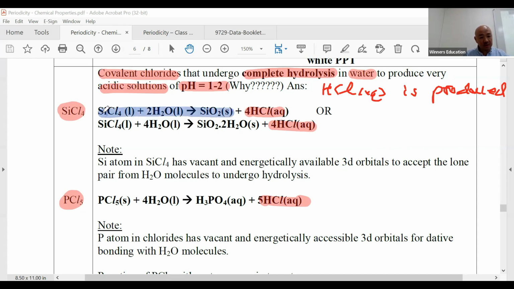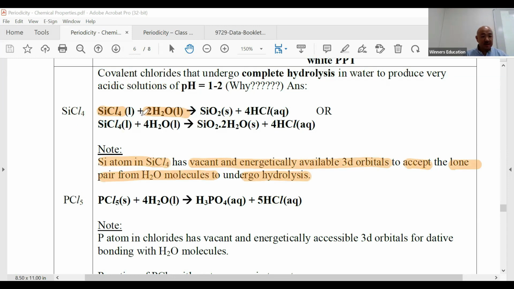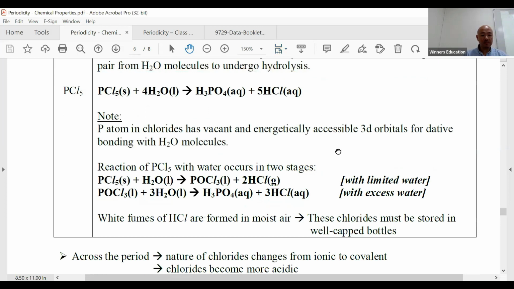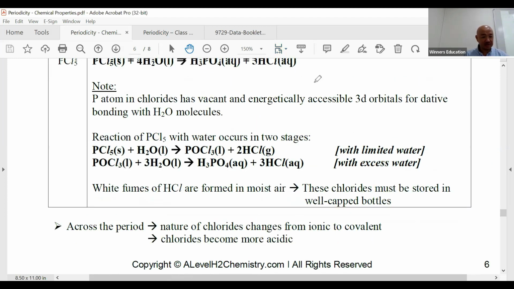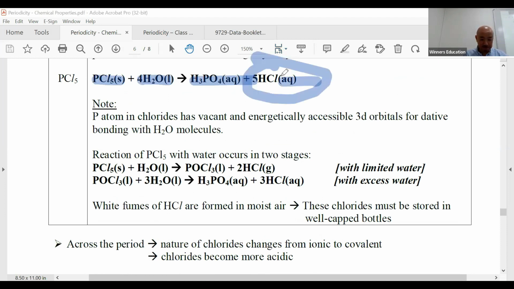Different schools give different ones. Some schools give two like me. We play safe. But they all look very similar, so either one is fine. Same thing for PCl5. You react with water for the same reason. So the reason is the same, quite easy. Once I show you one, the other one you can write. And it has its own equation, which is here. We put in the water, it reacts and gives you this. Once again, this will cause it to be a strong acid.